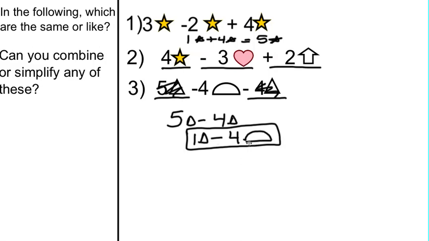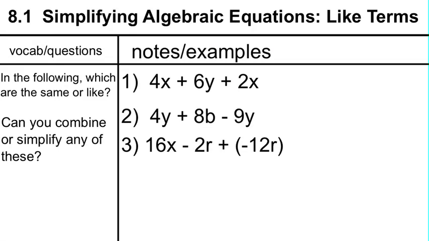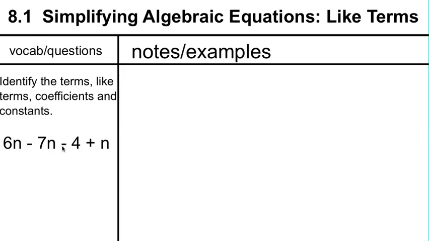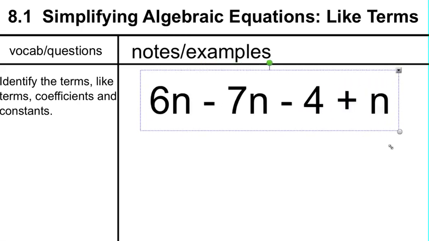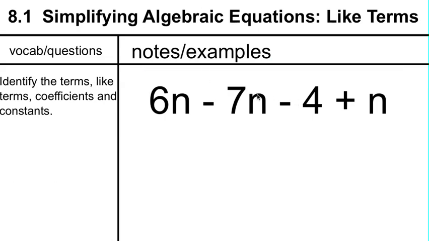It's done. However, in your homework, it's not going to be as simple as stars, hearts, arrows, and semicircles and triangles. We're going to actually have some word problems. So I'm going to start with a problem like this. And what I want you to do is look at the like terms and put shapes around them. I'm going to start with the N, and I'm going to put circles around anything I see with an N. I'm always going to circle the number and the sign in front. In this case, I don't see one, but I know it's a positive or a plus.